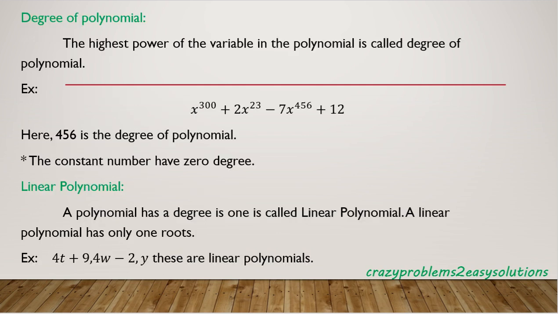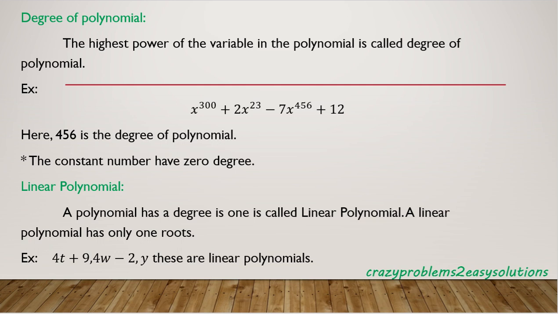Degree of polynomial. The highest power of the variable in the polynomial is called the degree of the polynomial. For example, we write one polynomial and then consider the degree values. Look at the example: x to the power 300 plus 2x to the power 23 minus 7x to the power 456 plus 12. This is called a polynomial.